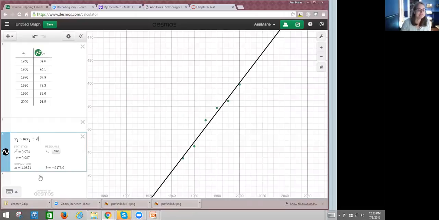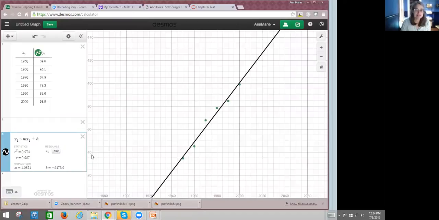See it right here? Gives me slope and y-intercept. So how do we tell if this is a good fit? Well, what we do is we look at this r squared right here, in statistics on the left. If it's close to 1, it's a good fit. That's the way the model's set up. So, yeah, that's a pretty good fit.